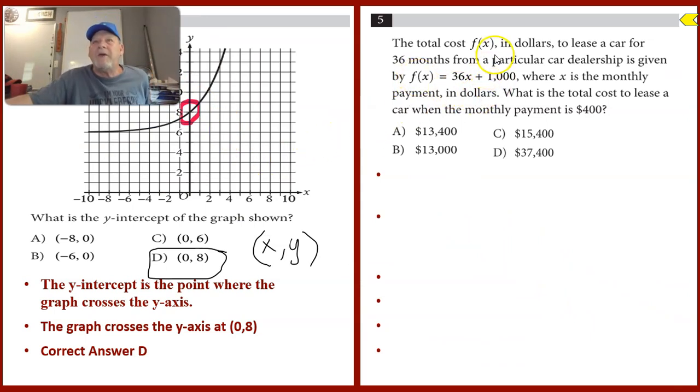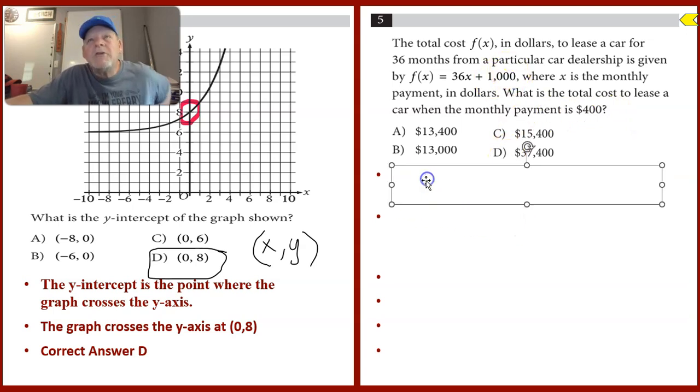The total cost f of x in dollars to lease a car for a 36-month lease from a particular car dealership is given by the function f of x equals 36x plus 1,000, where x is the monthly payment in dollars. What's the total cost to lease a car when you have a $400 a month payment? In other words, what have you paid totally if you're paying $400 a month for 36 months?